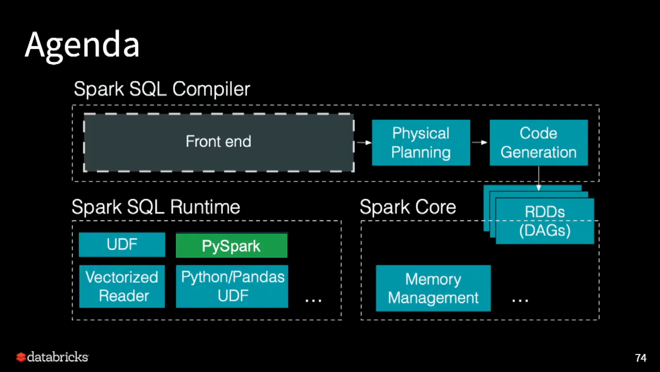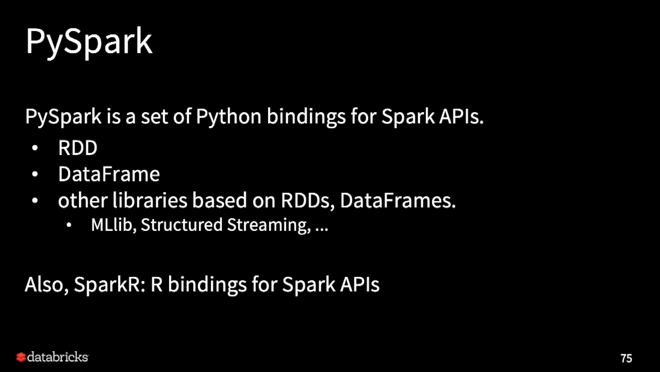Cool. So with that in mind, let's take a look at the PySpark API as an example of how languages outside of JVM are integrated into Spark SQL. So PySpark is a set of Python bindings for the Spark API. And notably, it provides the RDD API support and data frame API support. And that's the foundation of all the other libraries that are based on the RDD or data frame APIs, for example, MLlib and structured streaming. And built into Spark SQL, we also have support for SparkR, which is the R counterpart.